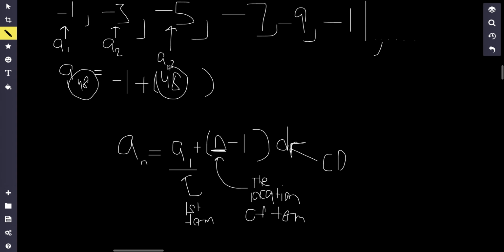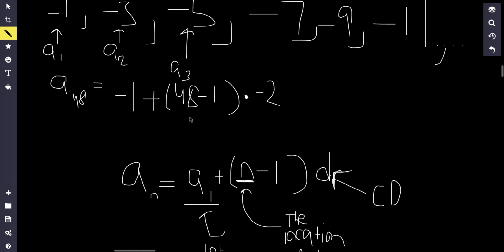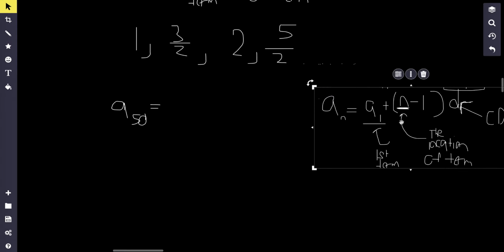So that means I have to put 48 in here, subtract 1 from it, and then multiply it by the common difference. In this case, my common difference is -2, right? In order to get from one term to the next, that's -2. So I'm going to multiply this whole thing by -2. So 48 minus 1, that's 47. 47 times -2 is -94. -94 minus 1 is going to be equal to -95. And that is our answer.